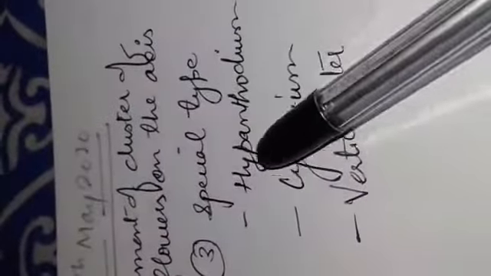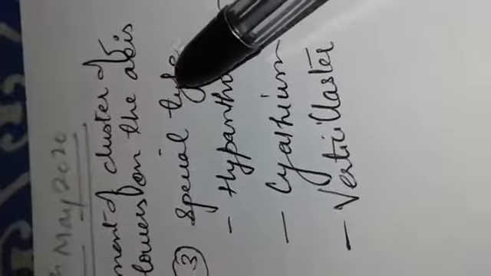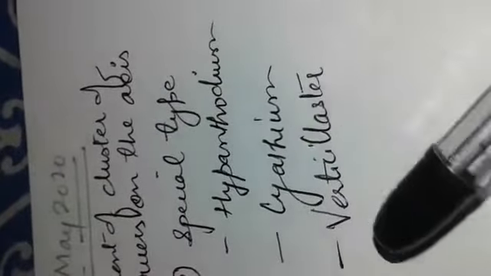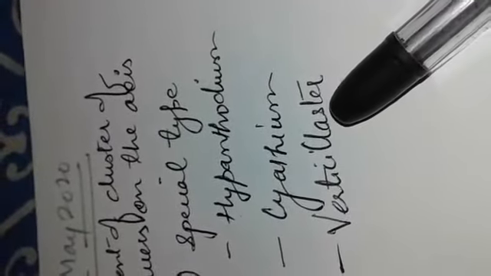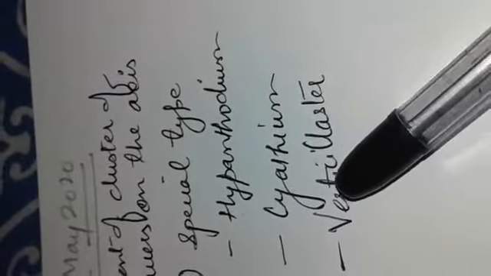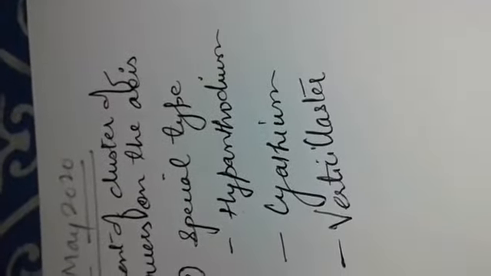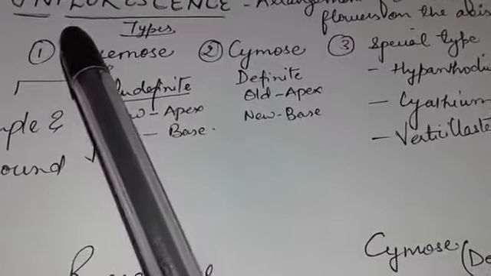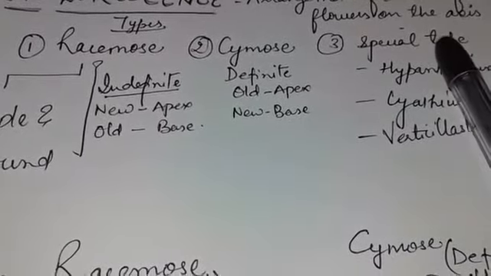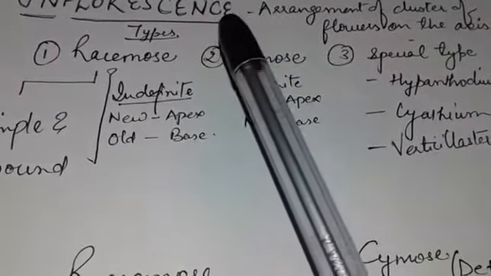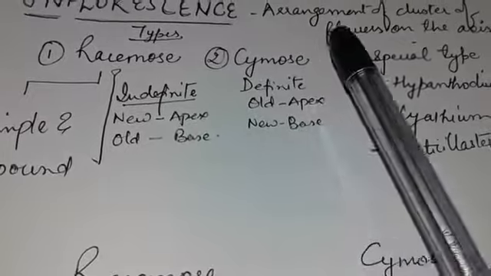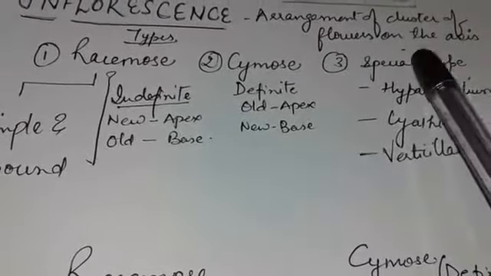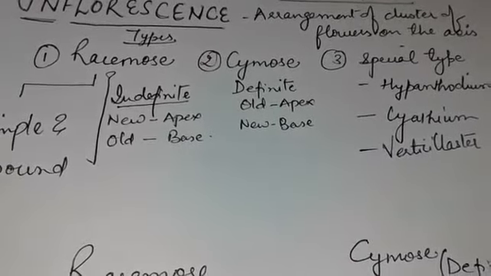And a third category, the special type of inflorescence, which includes hypanthodium, cyathium and verticillaster. But we are not going into detail here. Each and every type of inflorescence like racemose, cymose and special category is further subcategorized into many categories. This you will study in your next standard, maybe in a higher standard.